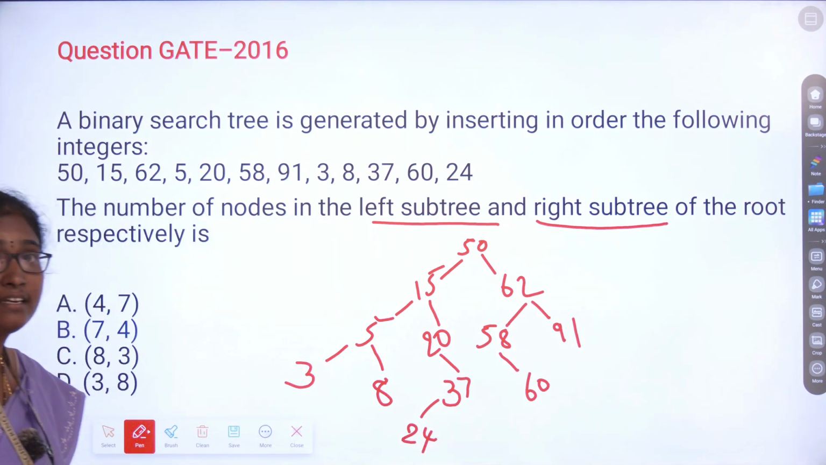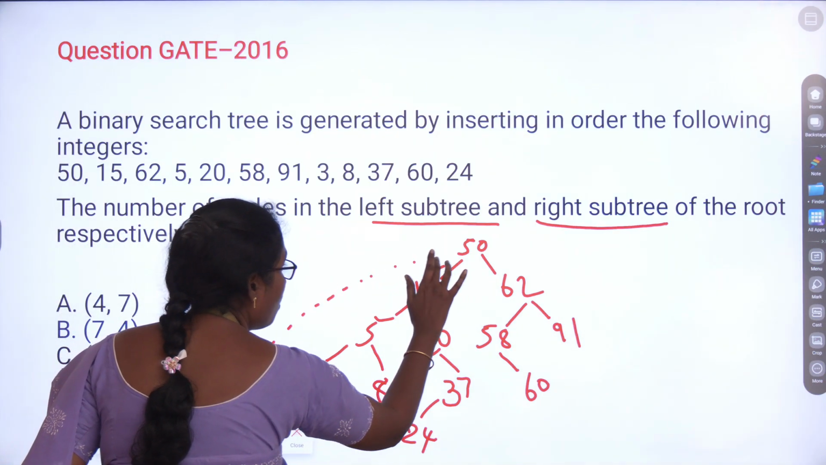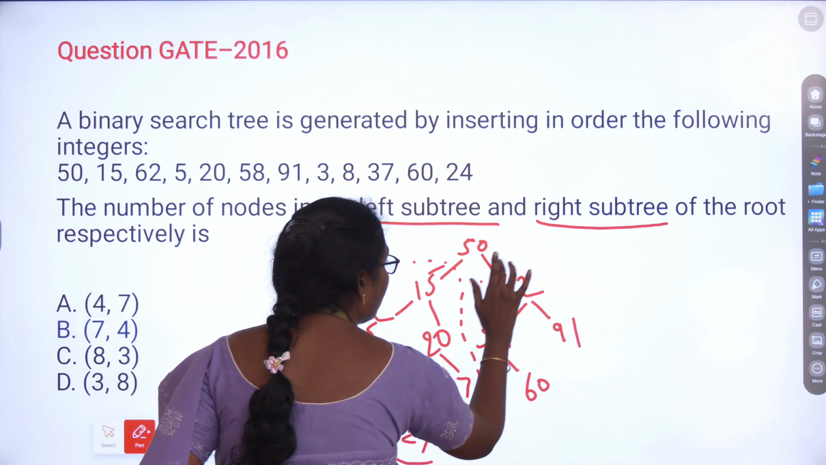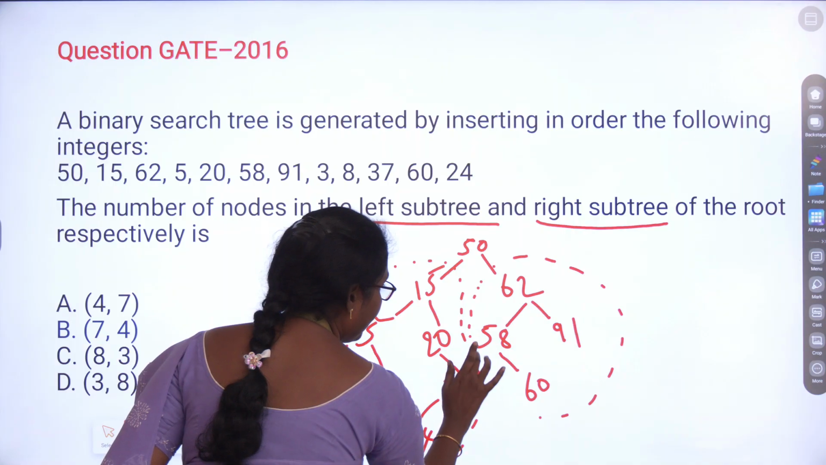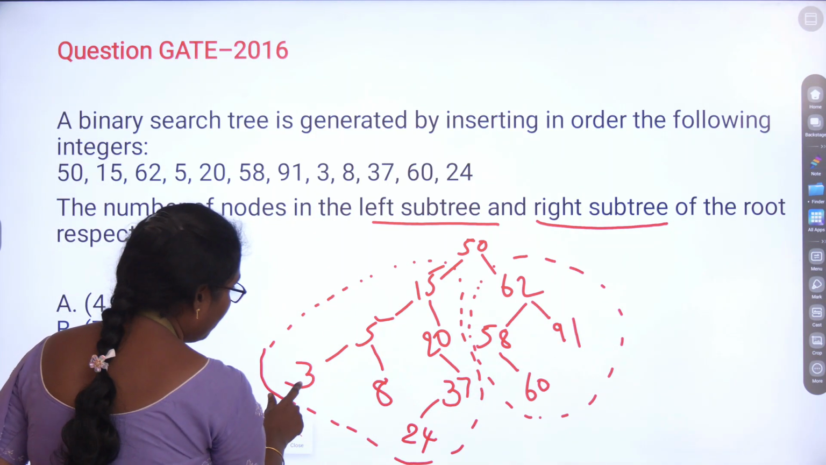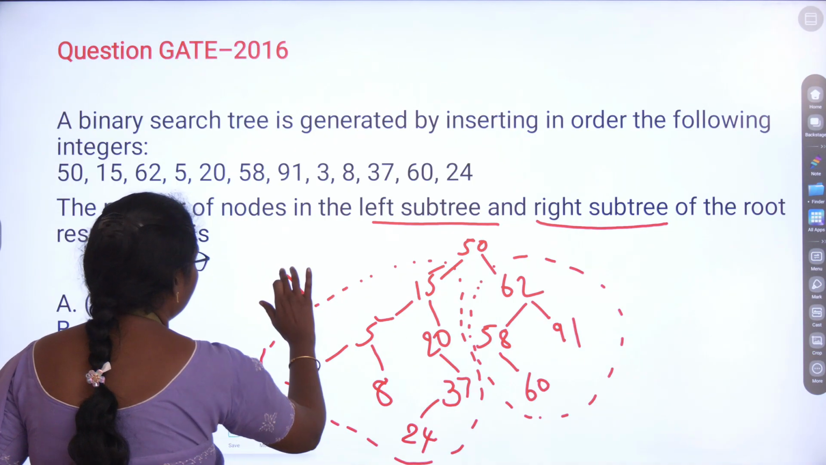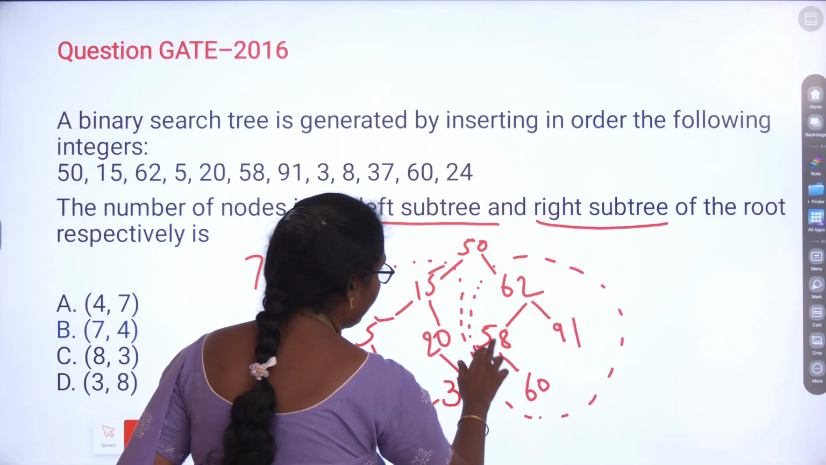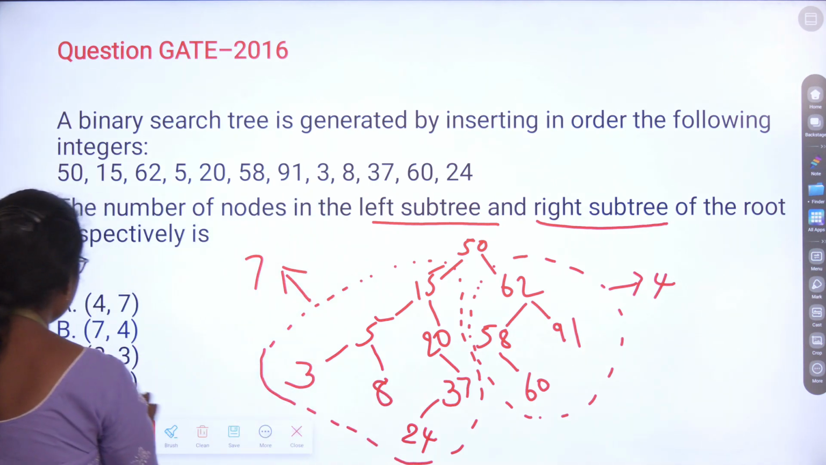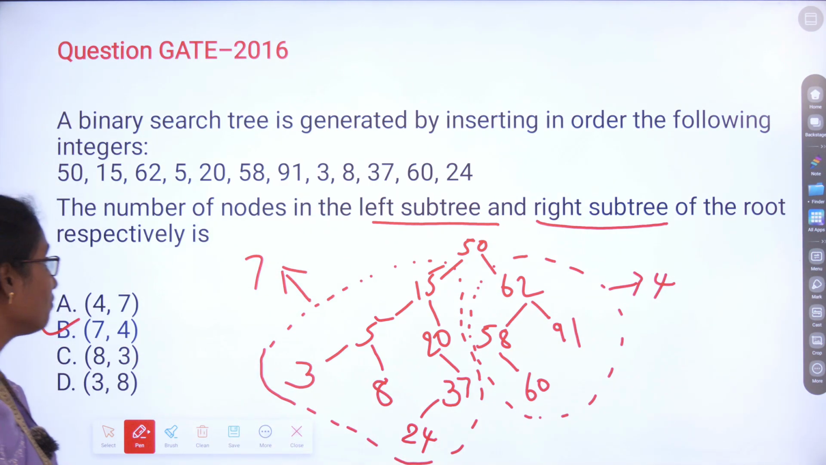Now we have constructed the binary search tree. From this one, you need to calculate how many left nodes and how many right nodes are there. Count how many left nodes are there. 1, 2, 3, 4, 5, 6, 7. Count from right side. 1, 2, 3, 4. So the left is 7 and right is 4. The answer is 7, 4.